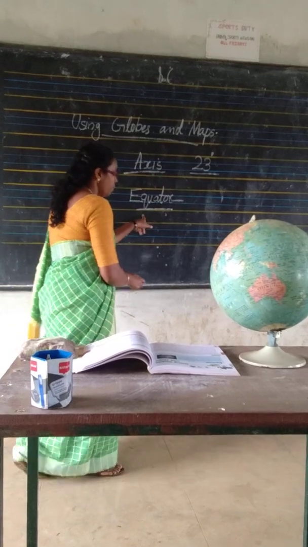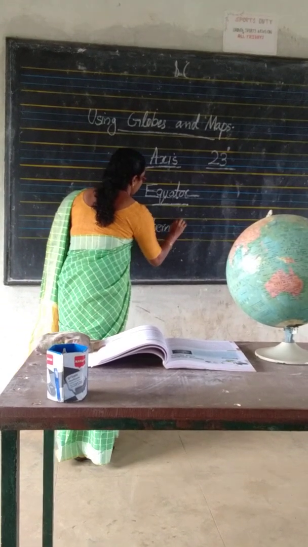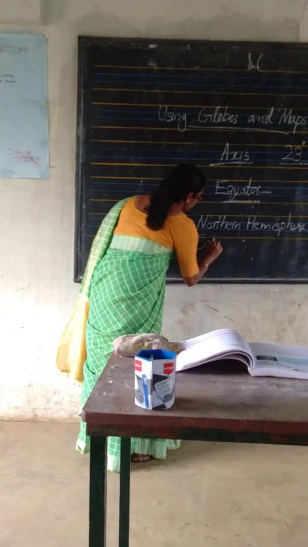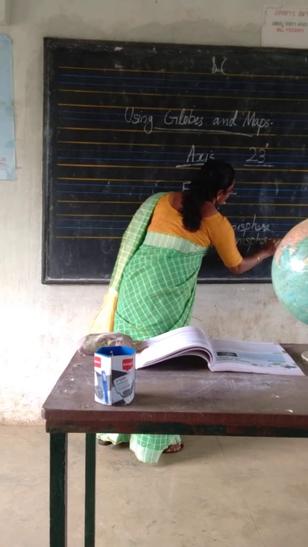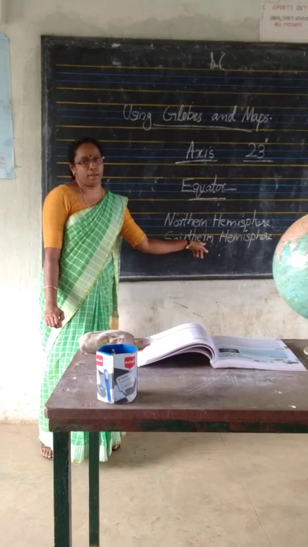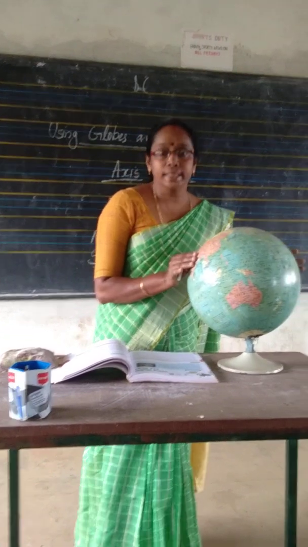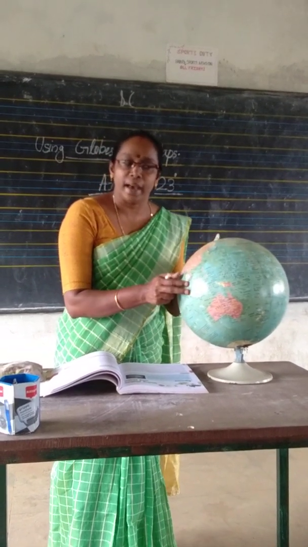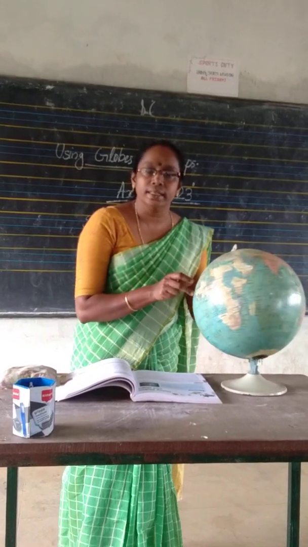Listen once again. Equator divides the earth into two equal parts, northern hemisphere and southern hemisphere. Okay, so we have studied something about earth and globe. Globe is the miniature model of our earth and it spins on its axis, same as the earth. The globe also has an axis. We can move this globe on its axis.